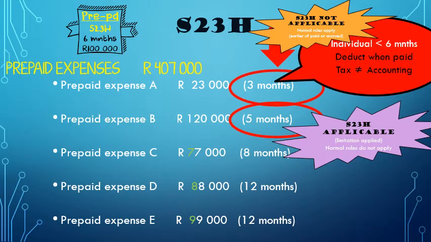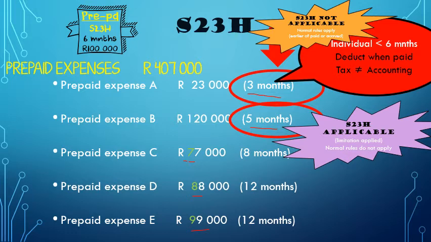Okay, let's look at the same example, but now you'll see that I have just changed the amounts a little for my remaining prepaid expenses. So we first, again, went through the normal rule where we looked at the periods first, and we said, okay, these first 2 prepaid expenses will accrue within 6 months of the reporting period. Therefore, Section 23H is not applicable, and we can deduct it when it is paid.